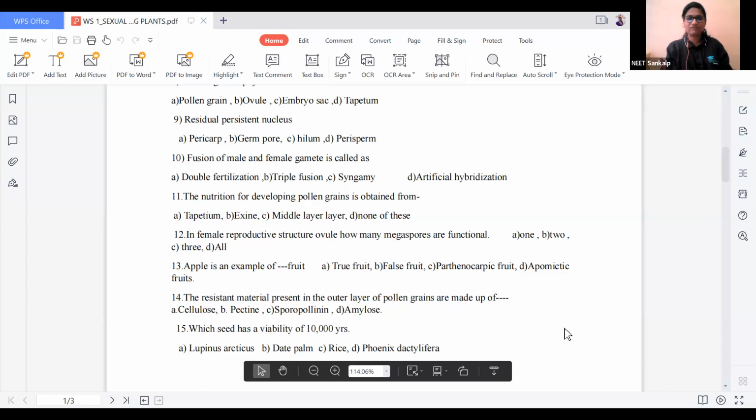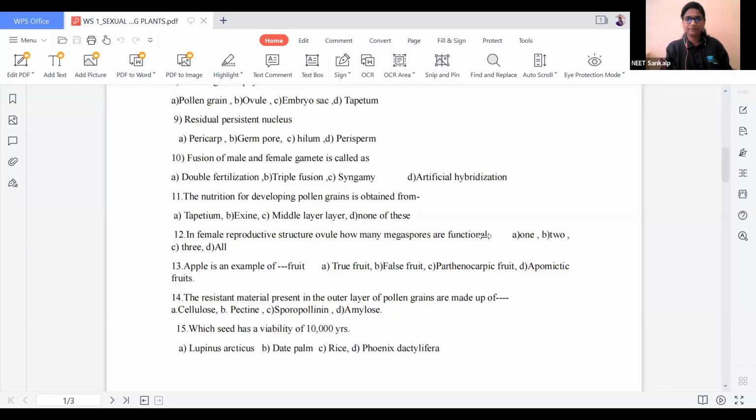Okay, I got 5 responses. Radhika, Manju, and Anvita. Then Priyanka. Okay. Nagini answered it. That is option C, sporopollenin. Very good. Sporopollenin is the right answer. Komala K also answered option C. That is a right answer.